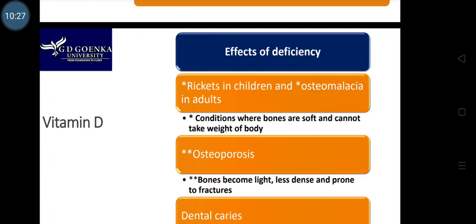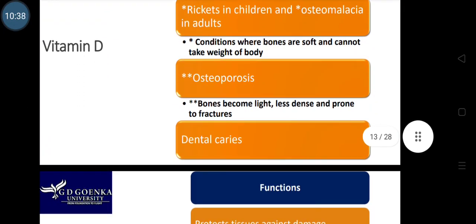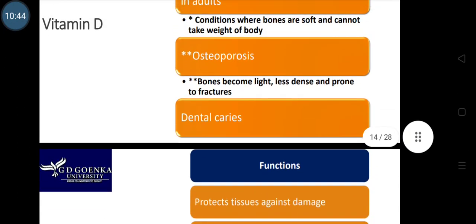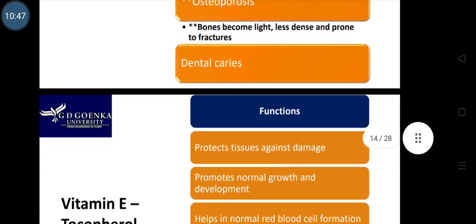The deficiency condition of vitamin D is rickets in children and osteomalacia in adults. These are conditions where bones are soft and cannot take the weight of the body. Osteoporosis is where the bone becomes less dense and prone to fracture. Dental caries may also occur because of lack of vitamin D.